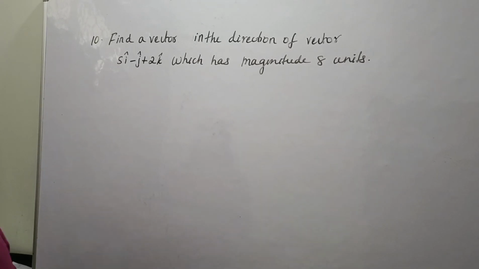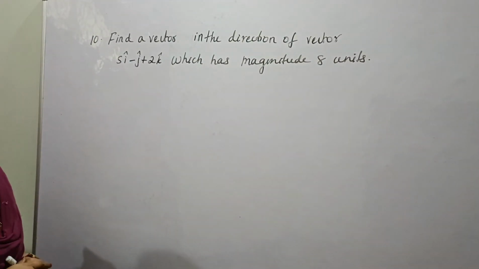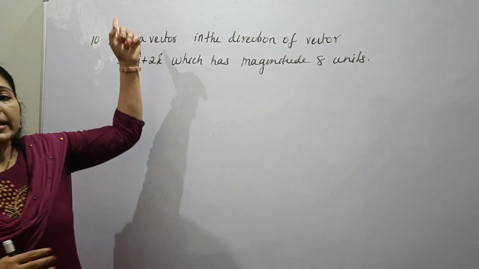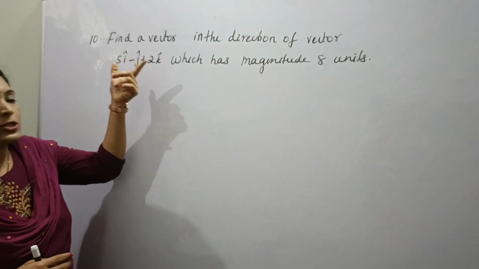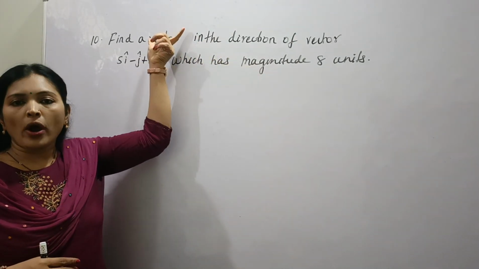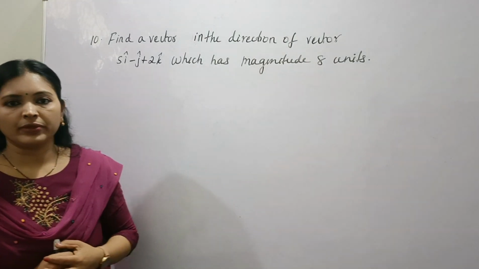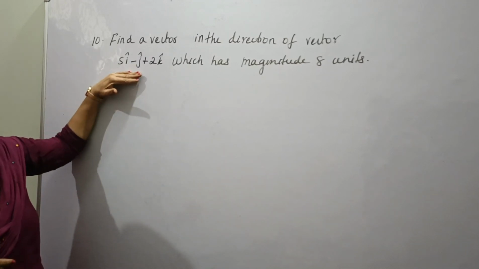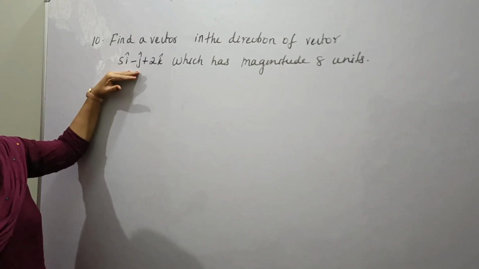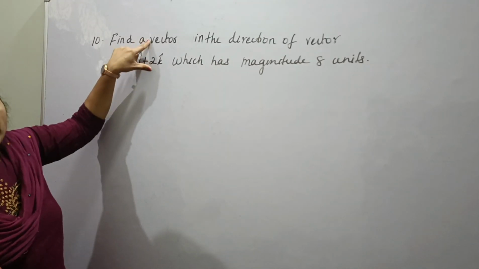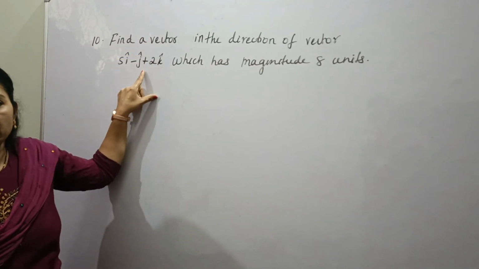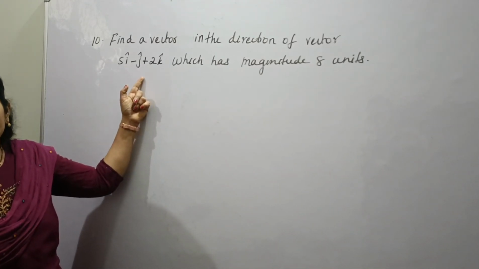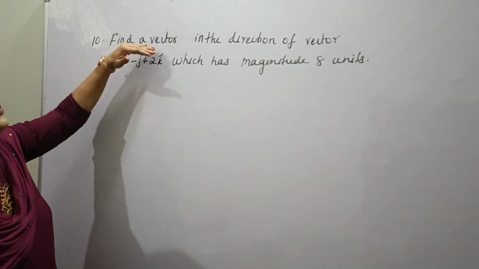Find a vector in the direction of vector 5i minus j plus 2k which has magnitude 8 units. Here we have to find a vector in the direction of vector 5i minus j plus 2k, and the required vector has magnitude 8 units. So first of all we will find the unit vector in the direction of the given vector, because the required vector and the given vector have the same direction.